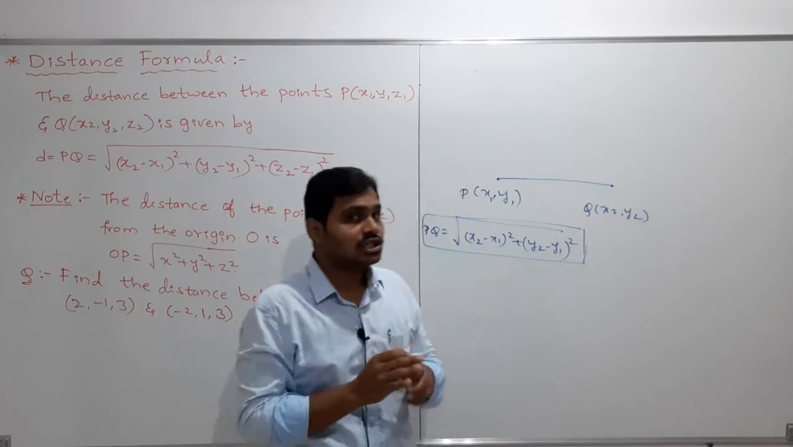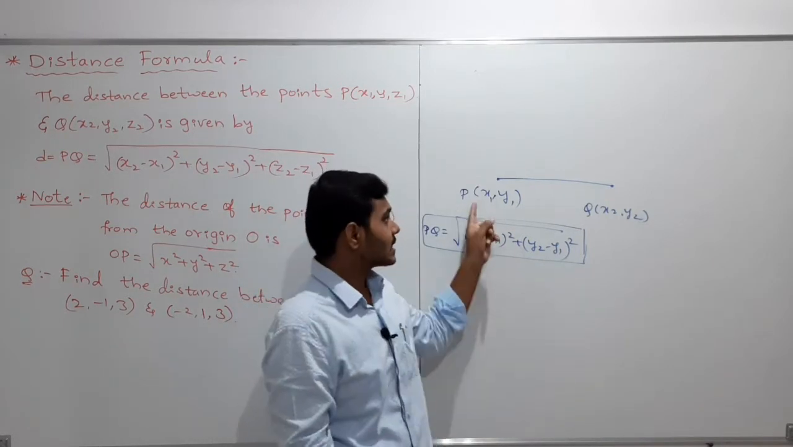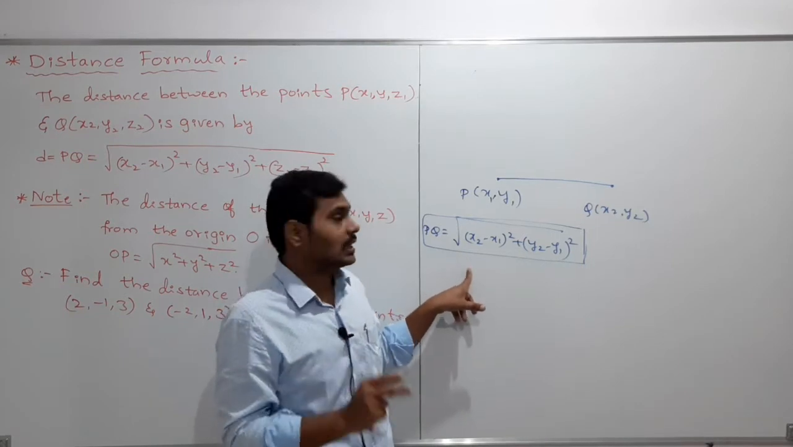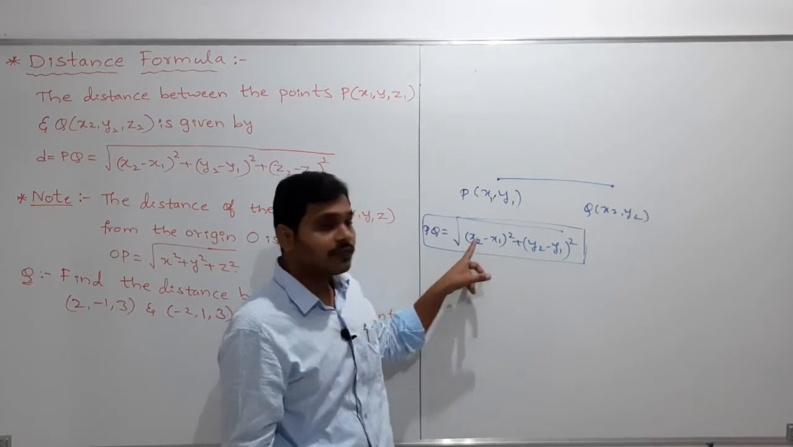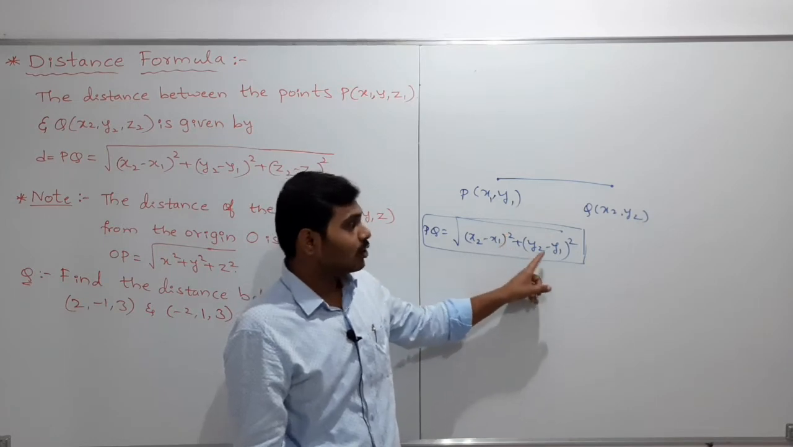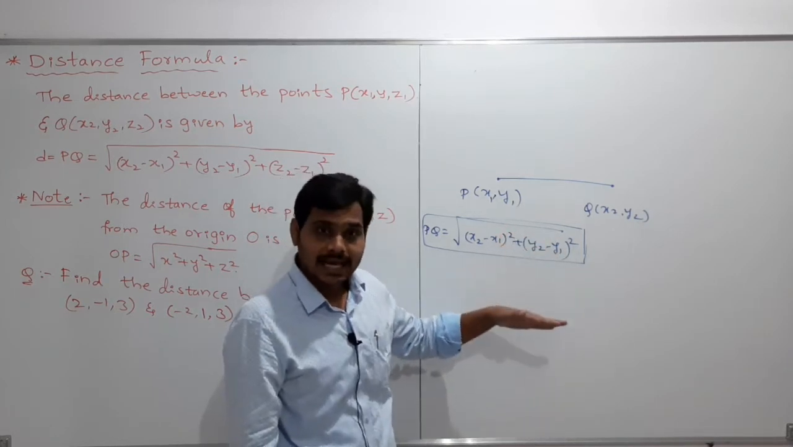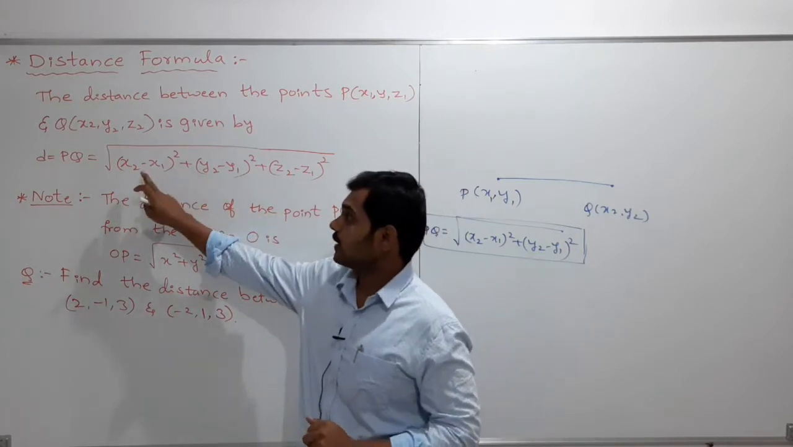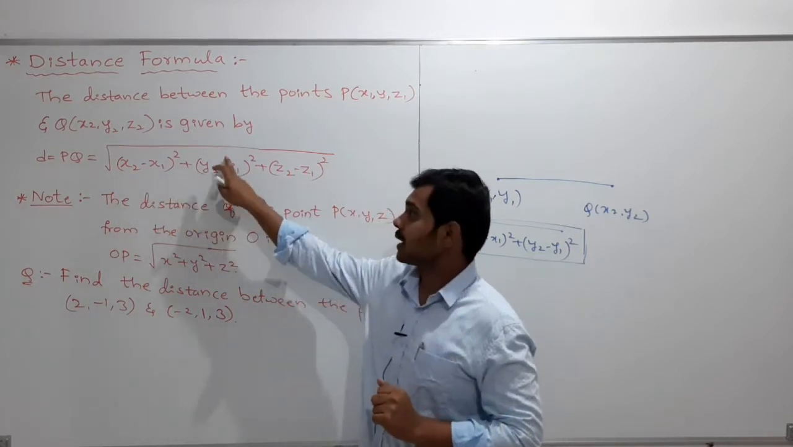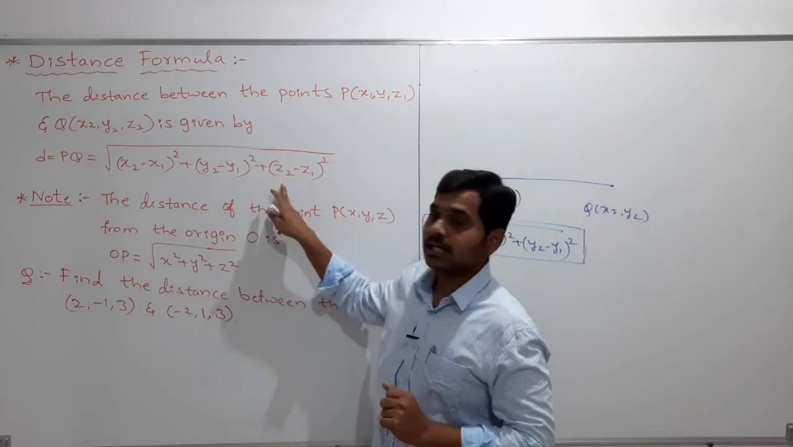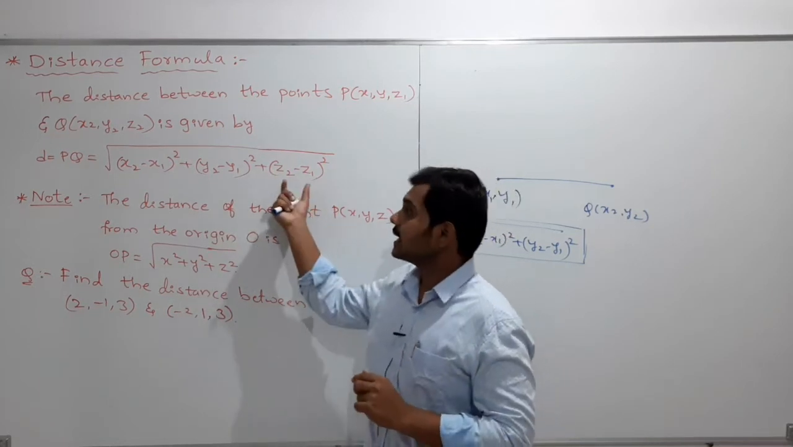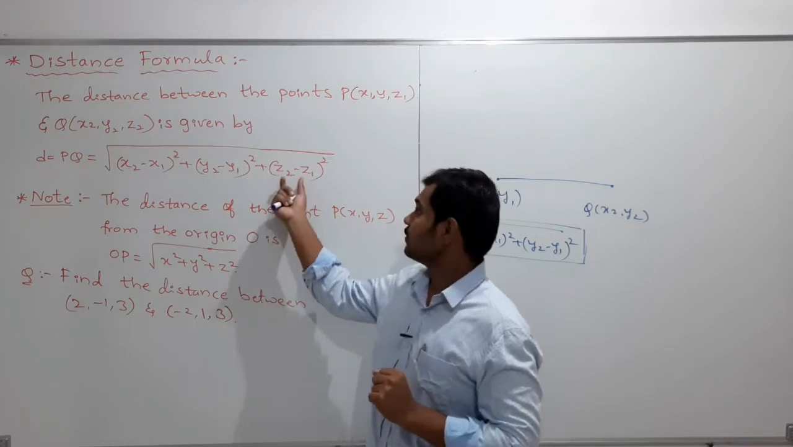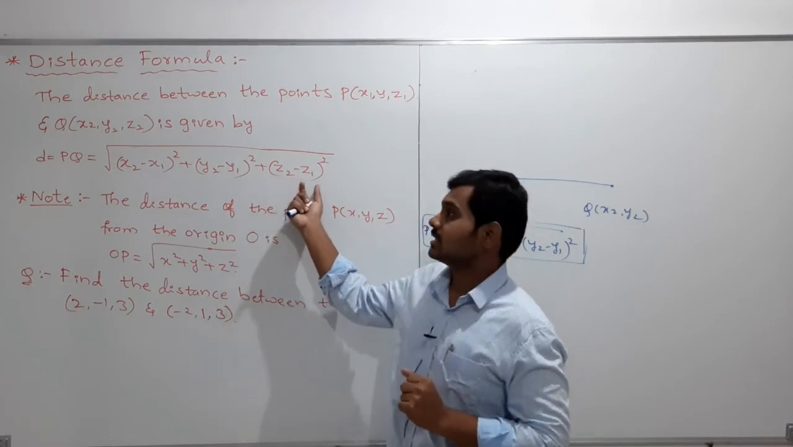In two-dimensional space we have only 2 axes, x and y, so the formula will be like this: square root of (x2 minus x1) whole square plus (y2 minus y1) whole square. Like that, in 3-dimensional space we have the formula: square root of (x2 minus x1) whole square plus (y2 minus y1) whole square plus (z2 minus z1) whole square. Here there is another axis, since 3 axes are there in 3-dimensional space, so I am taking z2 minus z1 whole square.